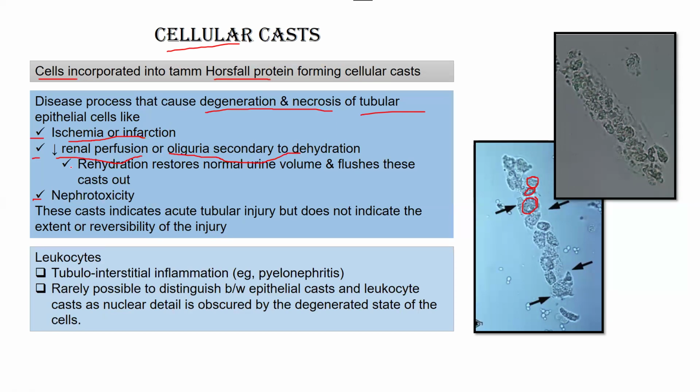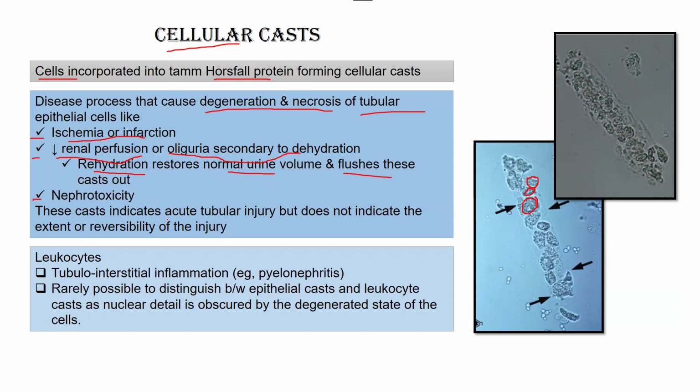But this case is not that tricky, because if you rehydrate your animal, the normal urine volume will be restored, and that will flush these casts out. So this can be dealt with easily. The third thing is nephrotoxicity, where you have fed the animal a drug, like aminoglycosides, that cause nephrotoxicity. They will cause degeneration and necrosis of tubular epithelial cells. These cells will start to slough off and cause the cellular cast.